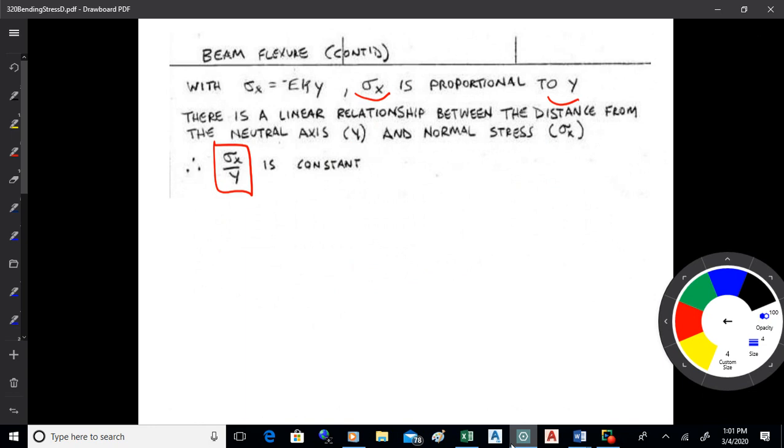Basically, we have this idea that as you get further from the neutral axis, which we call a distance y, the stress and strain vary in a linear fashion. So there's a constant value there of sigma x over y. Okay.